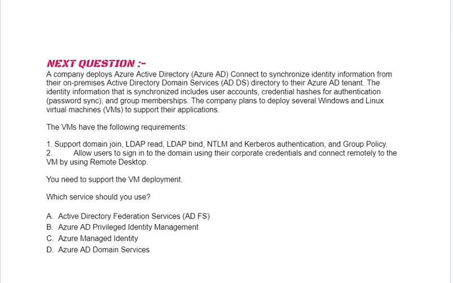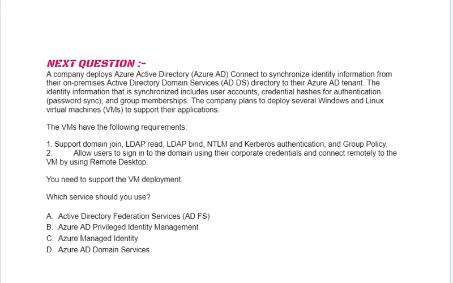Next question is, a company deploys Azure Active Directory Azure AD Connect to synchronize identity information from their on-premises Active Directory Domain Services AD DS directory to their Azure AD tenant. The identity information that is synchronized includes users' accounts, credentials, hashes for authentication, password sync, and group memberships. The company plans to deploy several Windows and Linux virtual machines (VMs) to support their applications. The VMs have the following requirements.